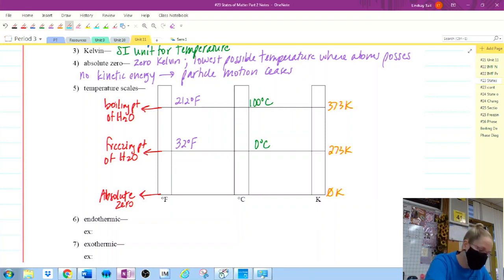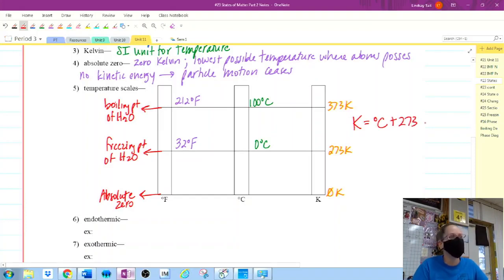But if I want to do this conversion, a temperature in Kelvin is equal to its temperature in Celsius plus 273. And so you will have to do this. This will be on your test. It's on a worksheet to go back and forth between Celsius and Kelvin temperatures.